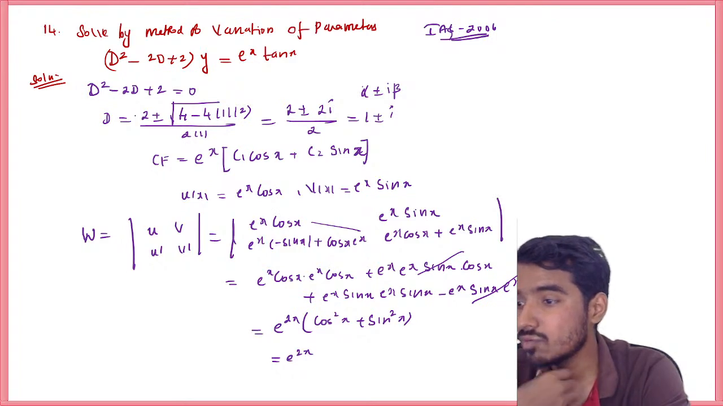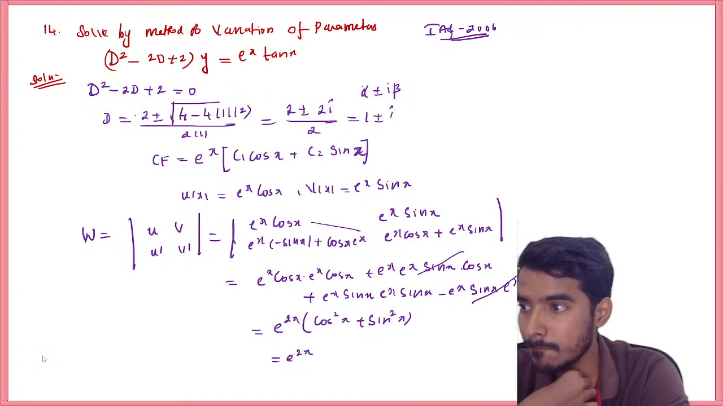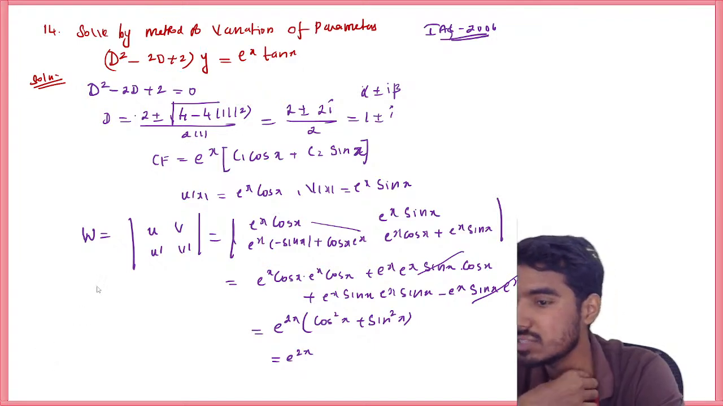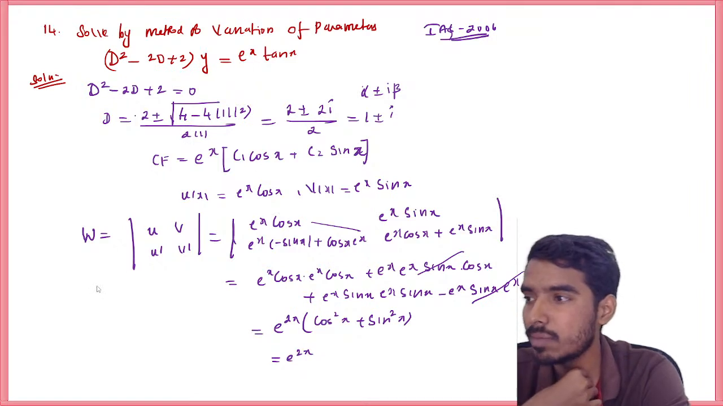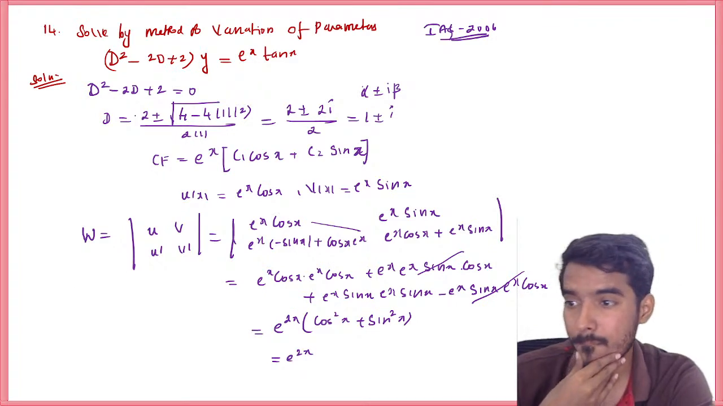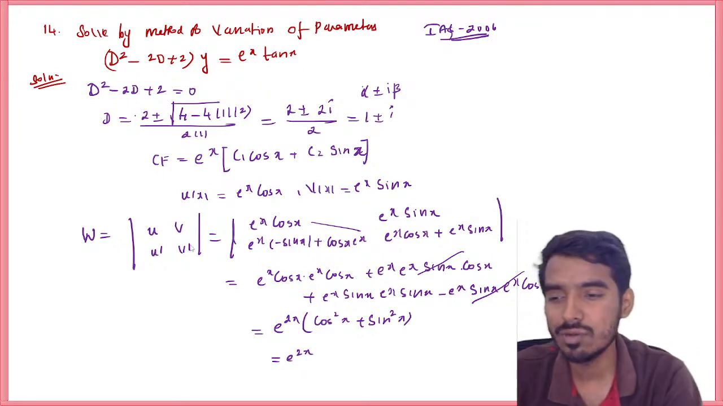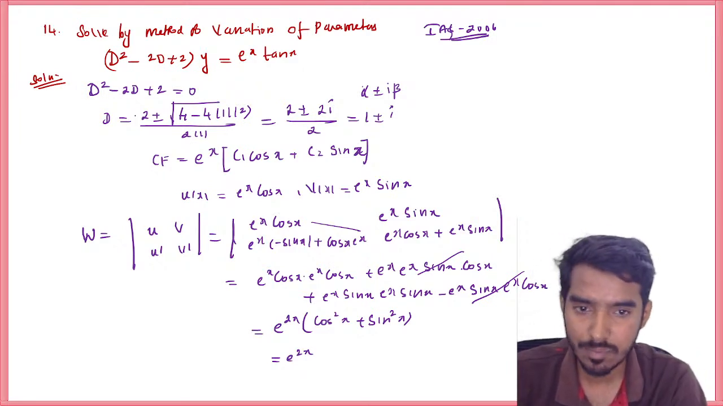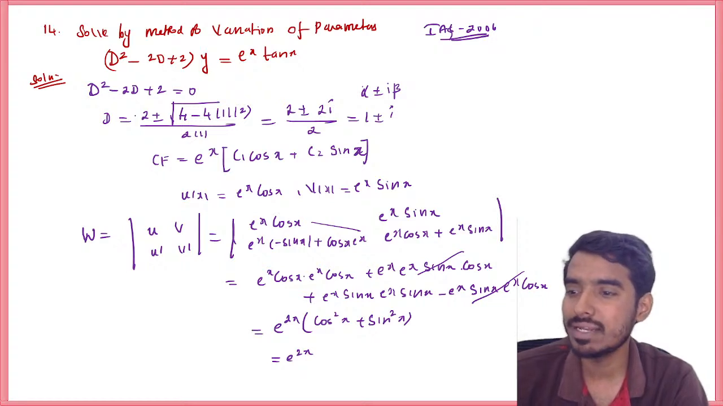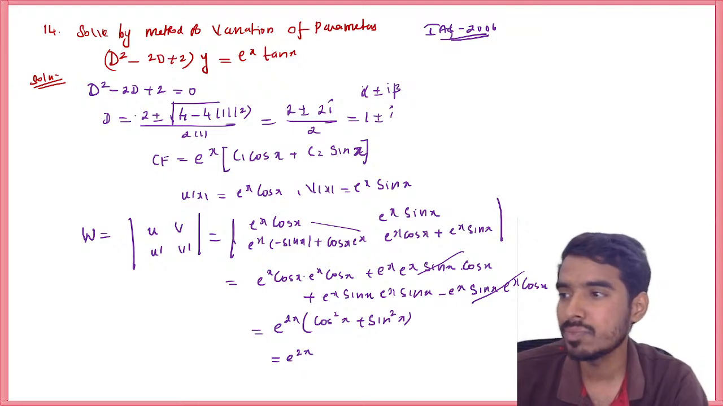Do you want me to solve some more problems, or should I stop here and give some exercise problems? Okay, I think we have solved 14 problems. That is enough. Practice more problems from the method of variation of parameters. The only thing is you need to integrate. You know how to integrate, so you can easily do the problems.